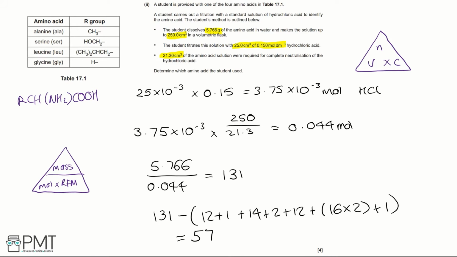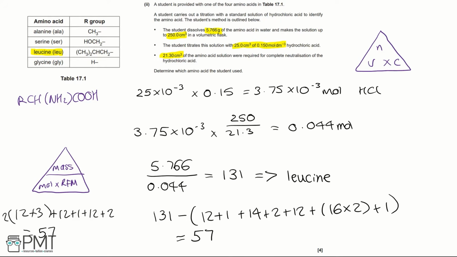So then we need to match this 57 to the relative formula mass of one of the R groups. This matches the relative formula mass of the R group of leucine. So just to double check, that would be 12 plus 3 times 2 plus 12 plus 1 plus 12 plus 2. That equals 57. So that confirms that we're using leucine. So then we need to write as our answer that the amino acid is leucine.